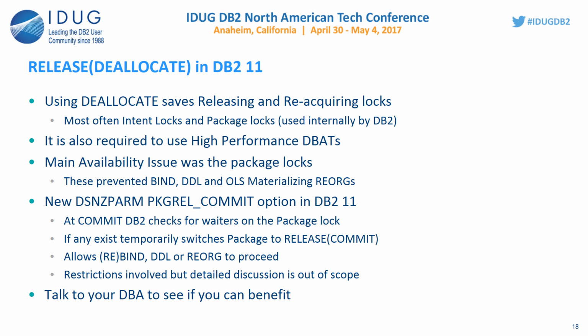That frees up the locks and allows the reorg or the DDL to break in, or the command. And then once those have completed, it goes back to release deallocate again. So effectively, you're running release deallocate. It switches down to release commit and then back into allocate again. And it allows commands, DDLs, and utilities to break in. All right. So it's a really nice feature of DB2 11.